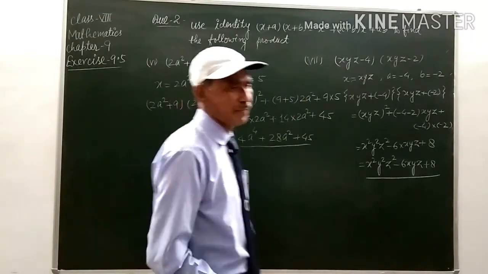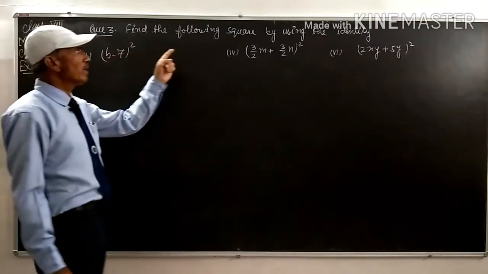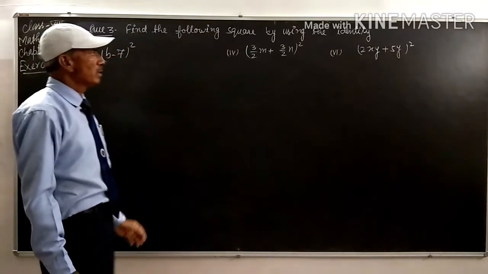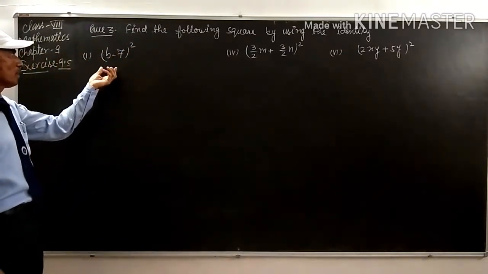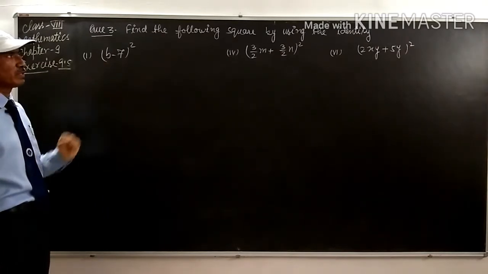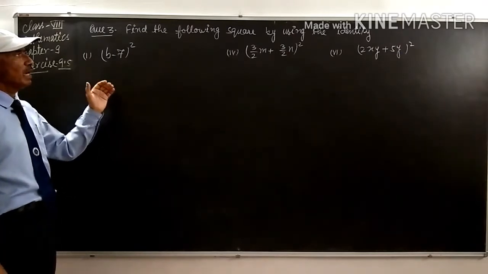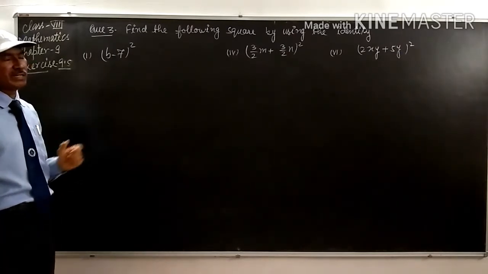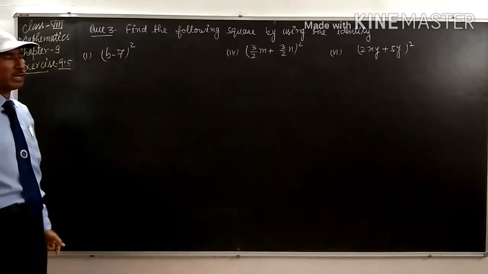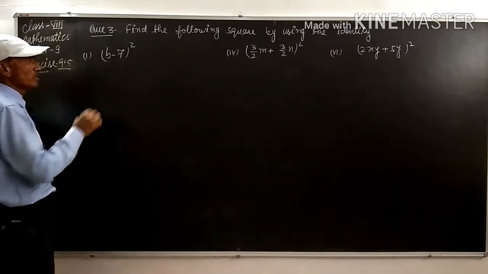Clear, students? This is question number 3rd, that is find the following square by using the identities. This one, first part of this question, b minus 7 whole square. Students, in this questions we have to use suitable identities. Identity use करके इस स्क्वायर को हमको फाइंड आउट करना है. फर्स्ट वन इज b minus 7 whole square.